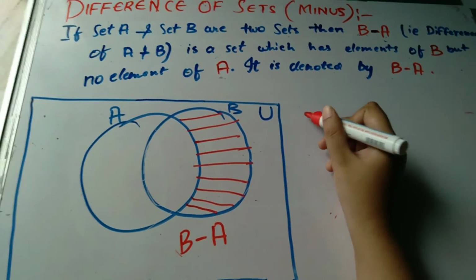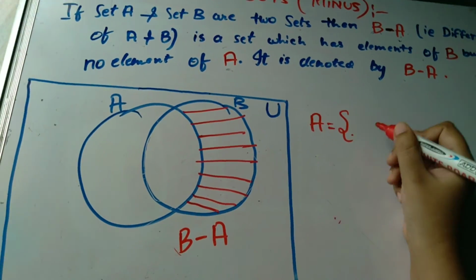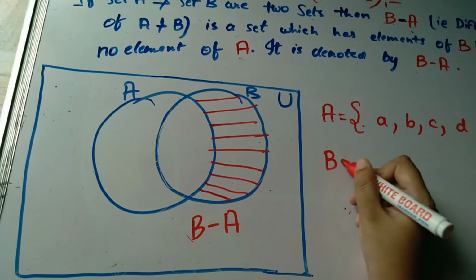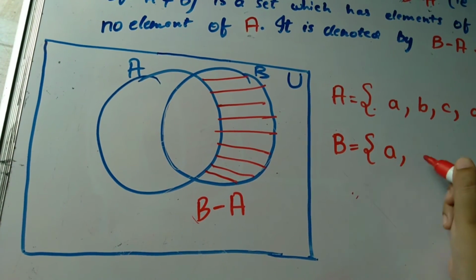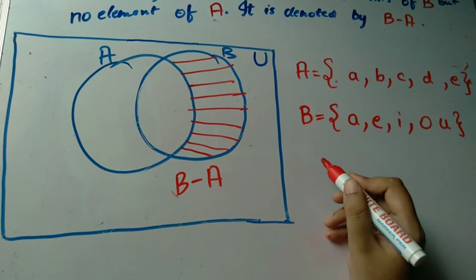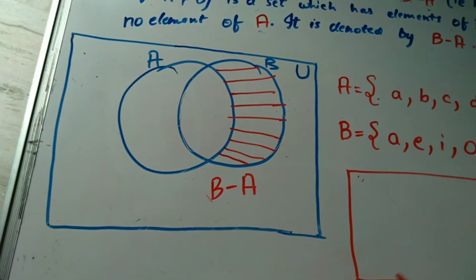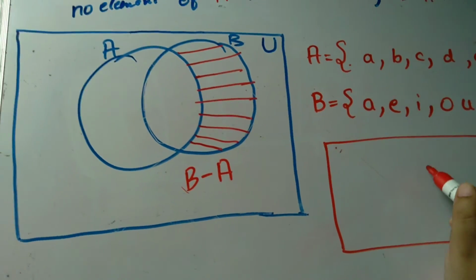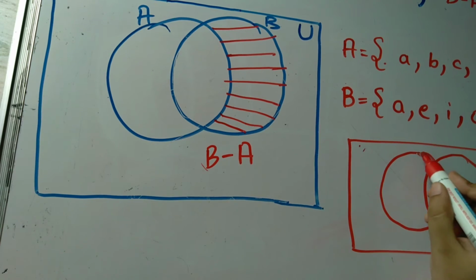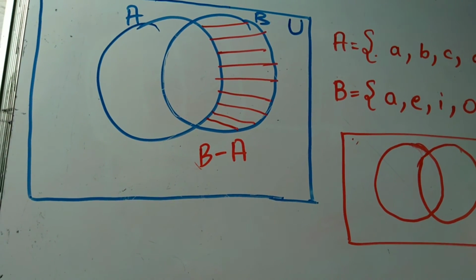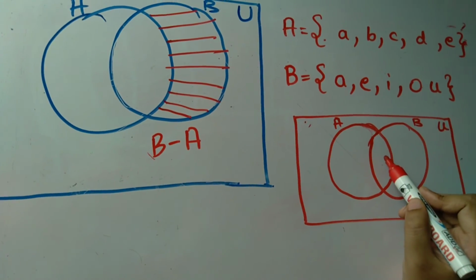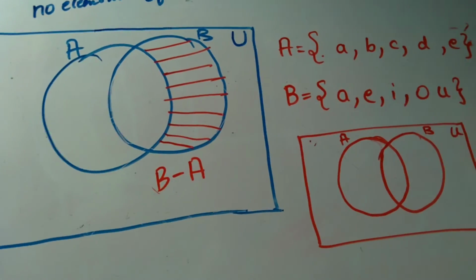What is the example? Let's take set A is equal to {a, b, c, d, e}, and set B is equal to {a, e, i, o, u}. Then first we will represent this A and B in Venn diagrams. So this will make it easier to find out the difference A minus B, B minus A. So first we'll represent this in a Venn diagram. This is the set A and this is the set B. First we'll write the common elements in the middle so that we don't get any difficulty.